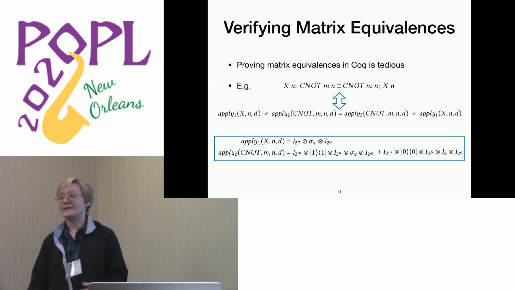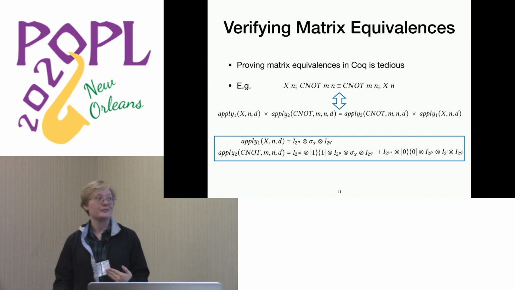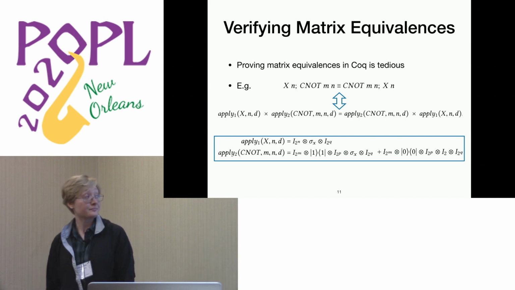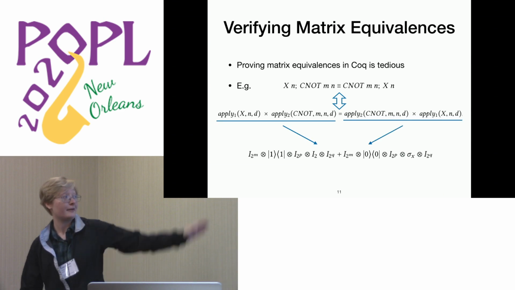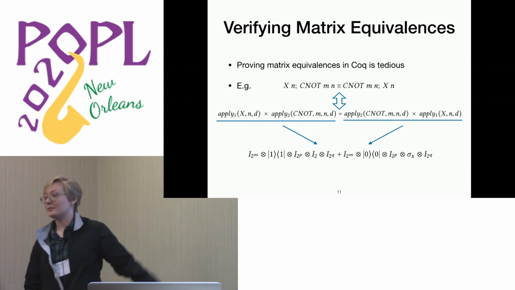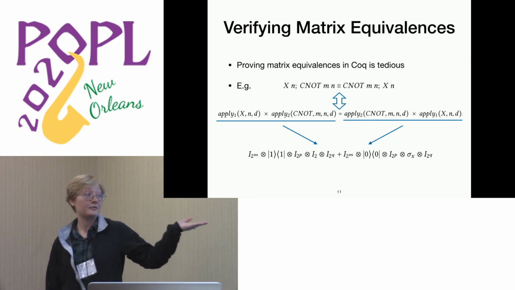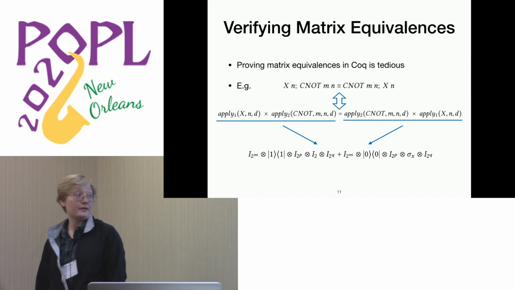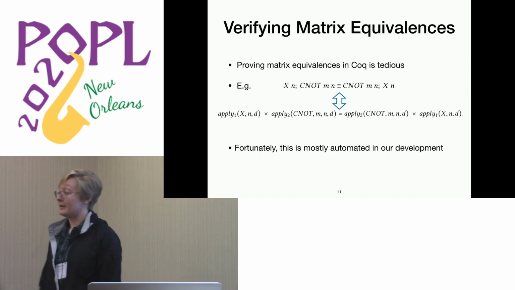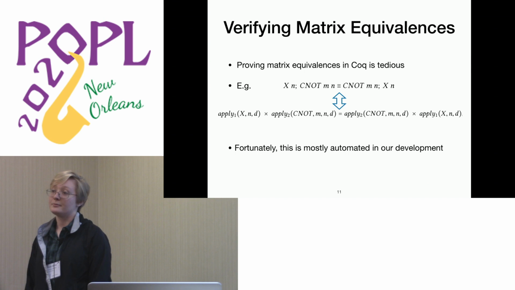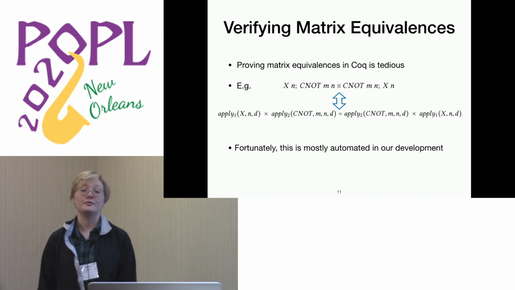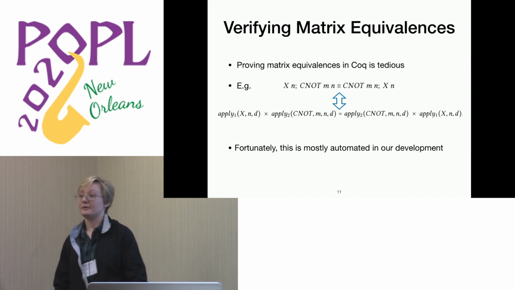And if you have more C0s in your expression and more qubits in your expression, then you end up with even more cases. If you do all your simplification in Coq, you'll find that both sides reduce to this expression at the bottom, showing that they're equal. So we realized fairly quickly that this was a pain point, and so we spent a lot of effort automating this. And now, for the most part, our matrix equivalences are proved by one tactic in our development.